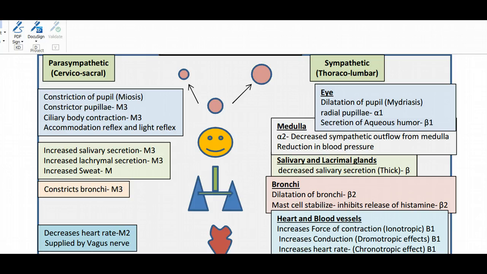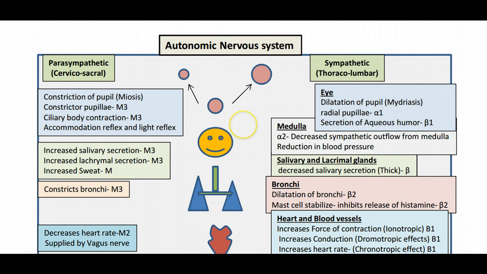Today we are going to discuss the effects of the autonomic nervous system. The autonomic nervous system is divided into two parts: the parasympathetic nervous system and the sympathetic nervous system. The nerve supply of the parasympathetic nervous system is cervicosacral, whereas the nerve supply of the sympathetic system is thoracolumbar. Now let's discuss the important differences between parasympathetic and sympathetic effects on the body.